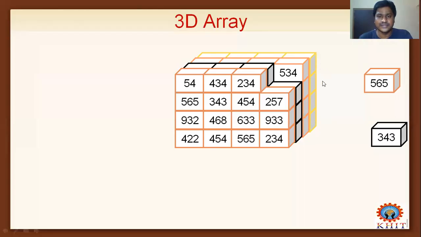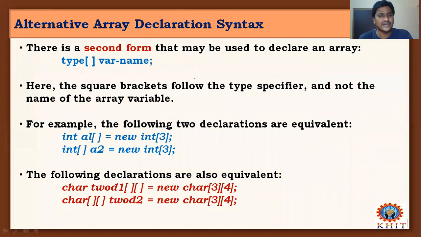Okay, understood. Then coming to the alternative array declaration syntax. This topic was already covered from the one-dimensional point of view, and for two-dimensional also. Once again, I'm reminding you of the ways arrays can be declared. We know the basic general form of declaration of 1D, 2D, and 3D arrays, but here is some alternative declaration. So just go through this.